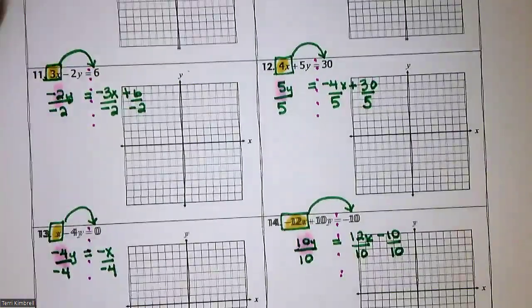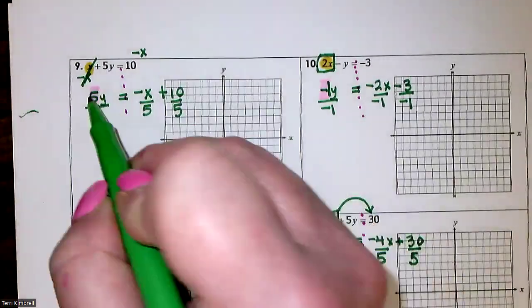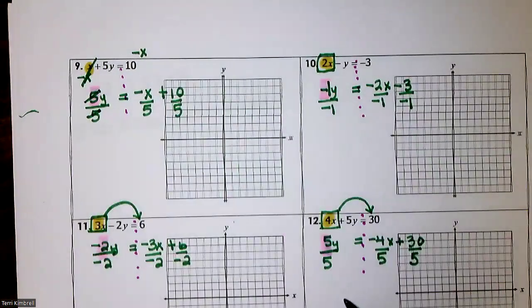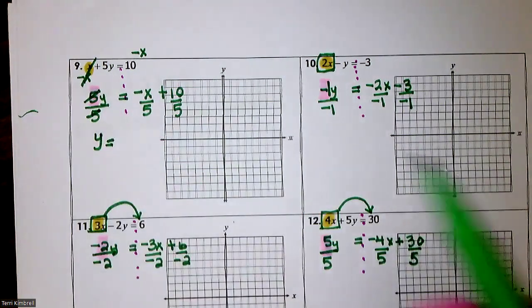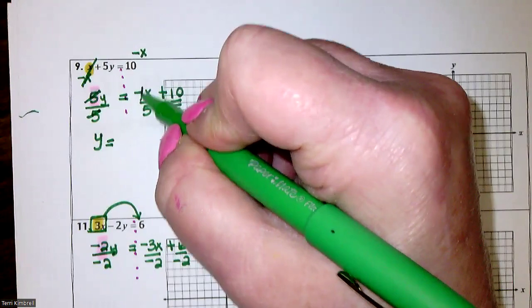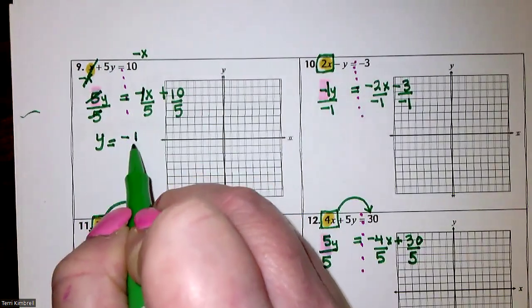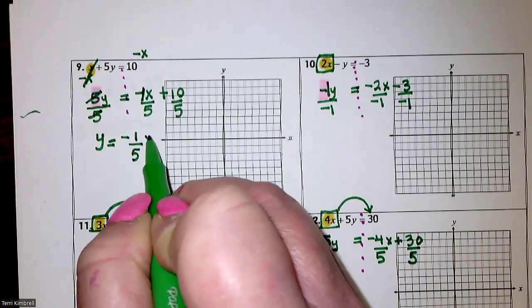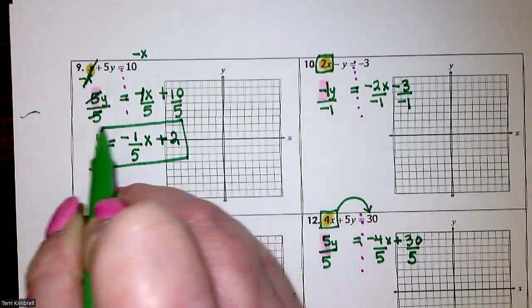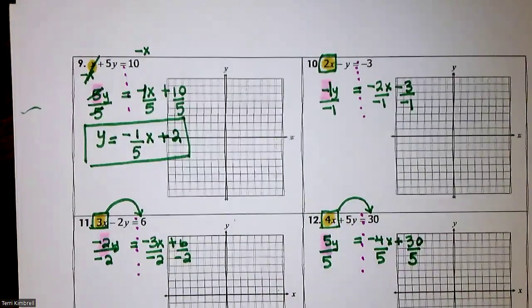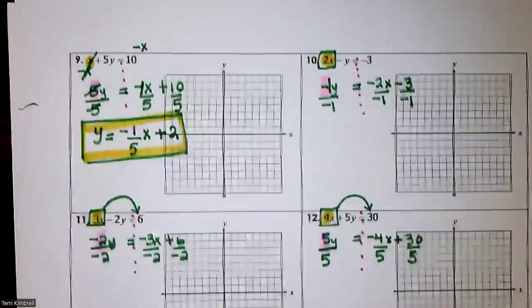Okay, what you do next is you reduce the fractions. So the 5/5 is going to go to 1. So that first thing should always go to 1. Be very, very careful here because you mess up sometimes. That's a -1/5x plus 2. Okay, so this now is my slope-intercept.